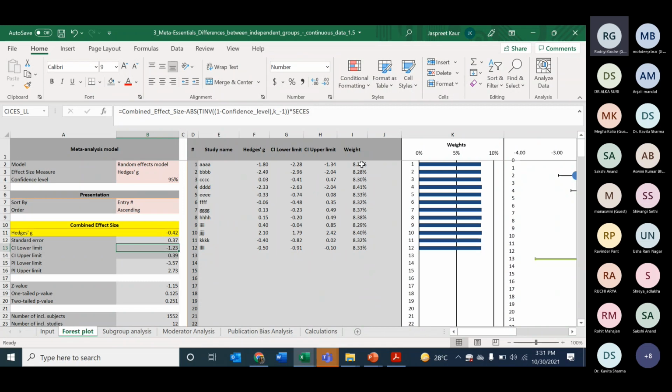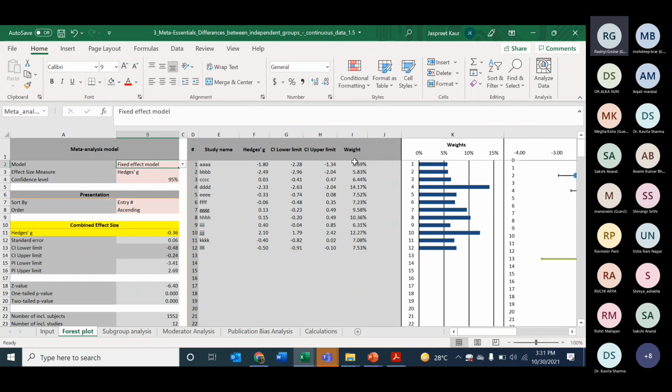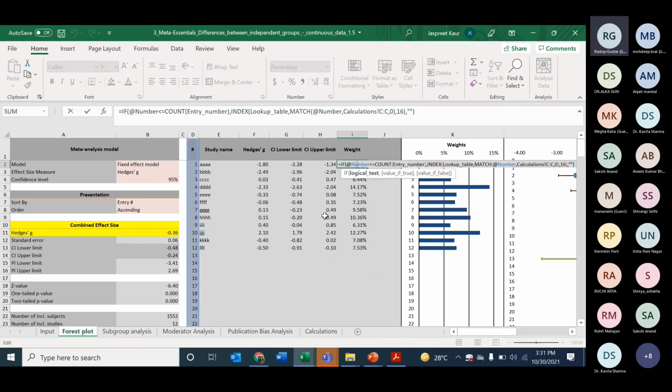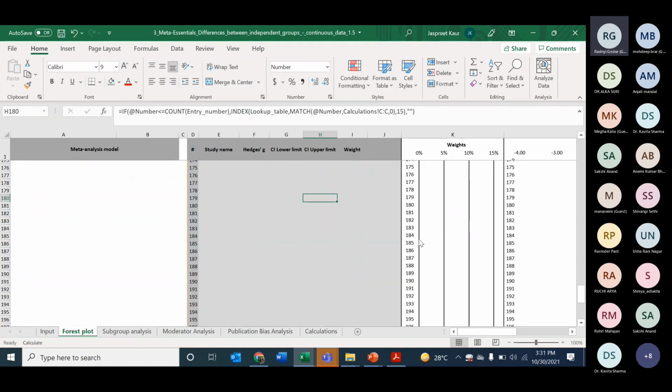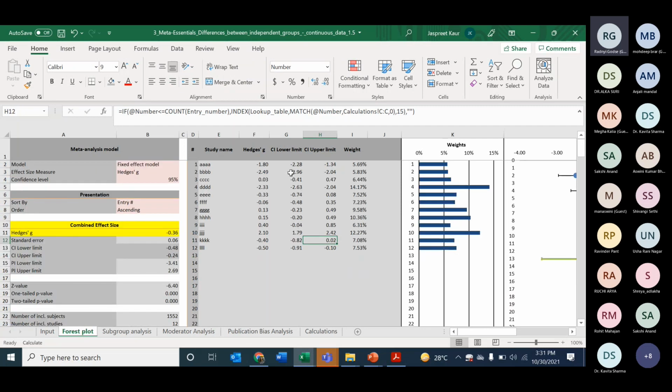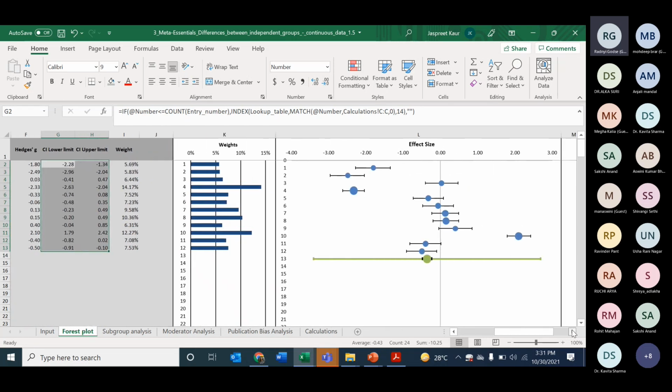Again, you see that each of these studies, let me convert this to fixed effect model, have been assigned a weightage. The weightages are high or low on the basis of the sample size of each of the studies. Again you see that there is an effect size calculated here. They are calling it Hedges' g. There is a study name column like it was last time. There's an upper and lower limit, the way it was previously. Even the forest plot is very similar.